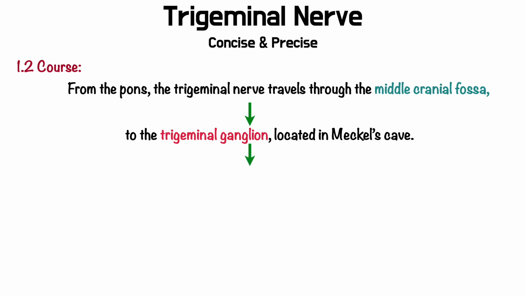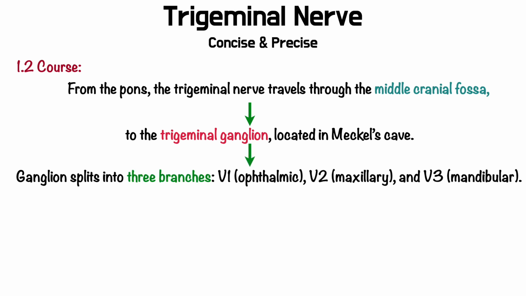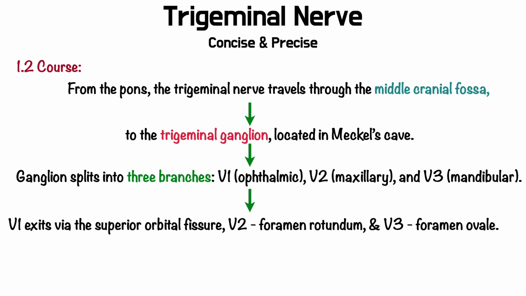After that, this ganglion splits into 3 branches, that is V1, V2, and V3. These are the ophthalmic, maxillary, and mandibular divisions. V1 exits via the superior orbital fissure, V2 via the foramen rotundum, and V3 via the foramen ovale. So these are the regions from which these divisions exit the skull.